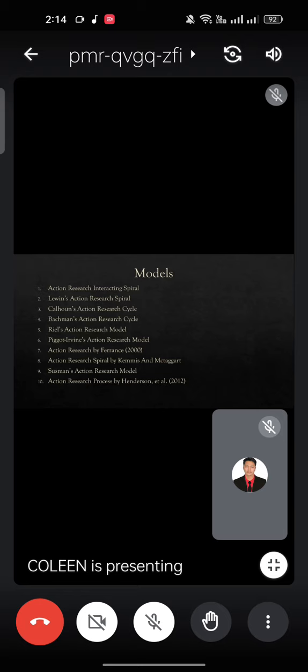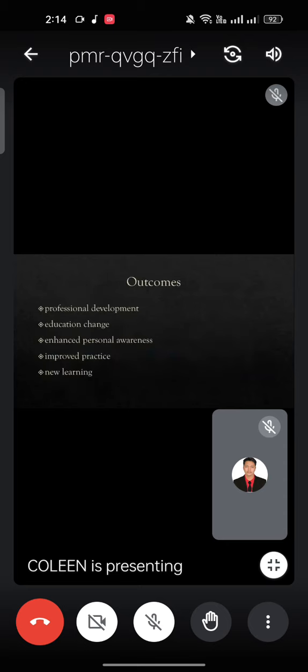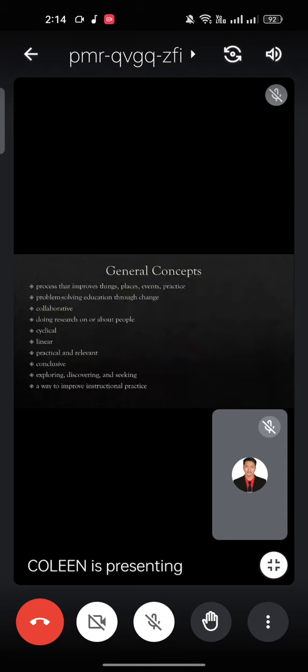So you illustrate and describe the different action research models. I will also be explaining to you the steps that you have to go through when you work on your action research. Then there's another topic. After this, I'll discuss how you are going to write the research problems or the sub-problems.